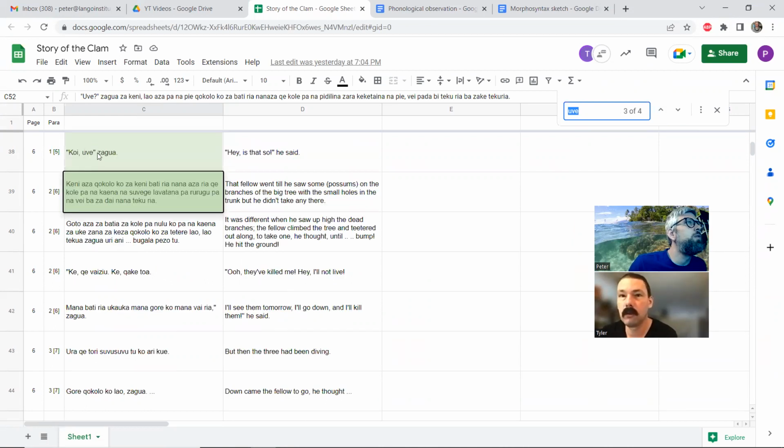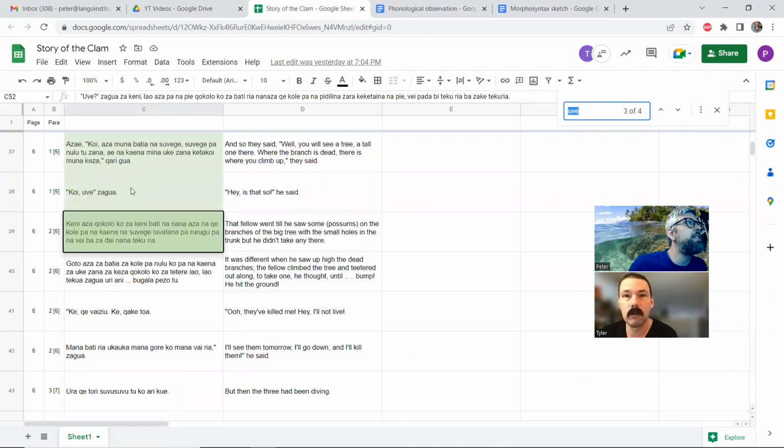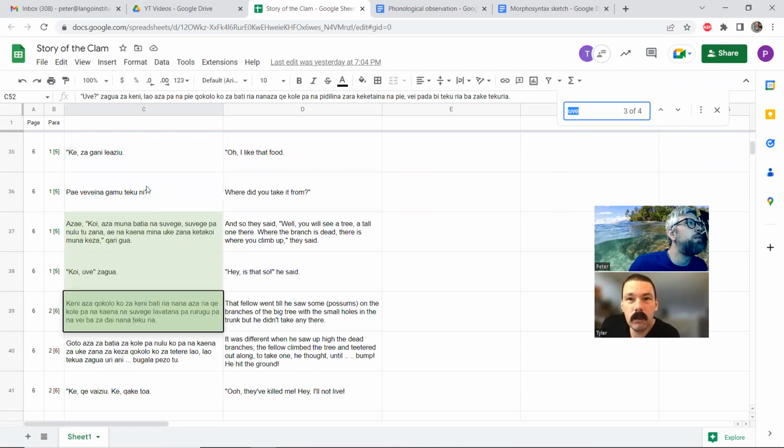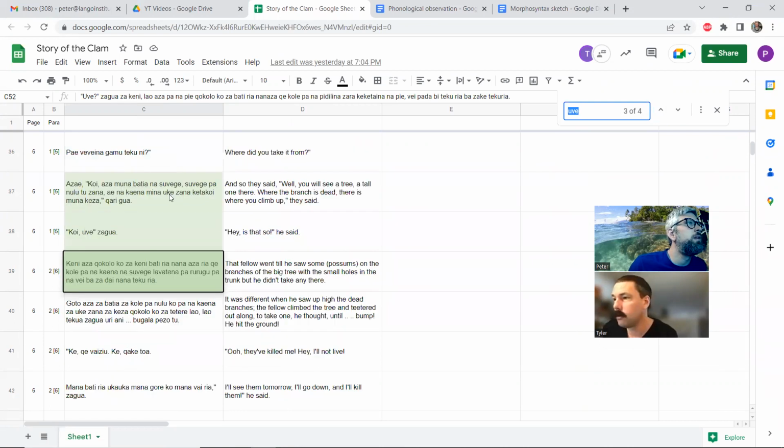Don't know why. The uve is one sentence above it. Hey, is that so? So that's one uve for us. You don't say. And then we get uve from suvege. It just searches for the string of letters.